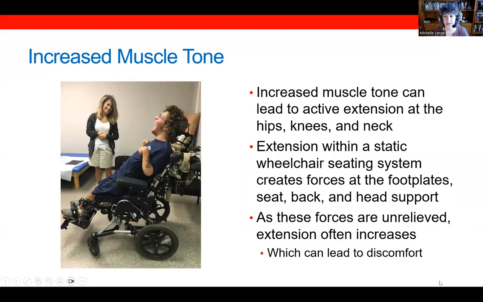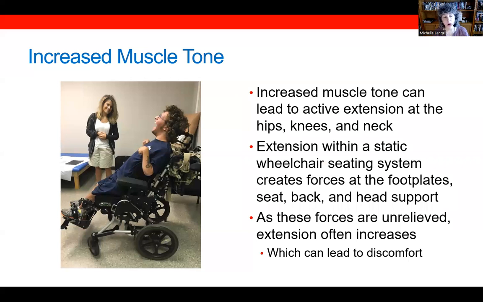Now, muscle tone's kind of tricky. When we have increased muscle tone displayed by a client, it can lead to extension throughout the body, such as the hips, the knees, and the neck. This young man here is actually standing within his seating system. He has an older, now discontinued dynamic seating system in this particular picture. And you can see he appears to be standing within the system.